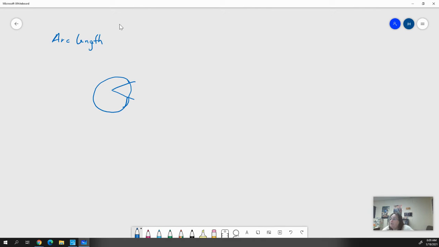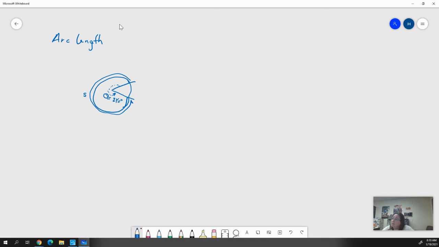And say we want to know the length from here to here. That angle we're going to call theta, and we're going to let theta in this circumstance be 240 degrees. And we want to know what this length is all the way around, and we call that arc length S.